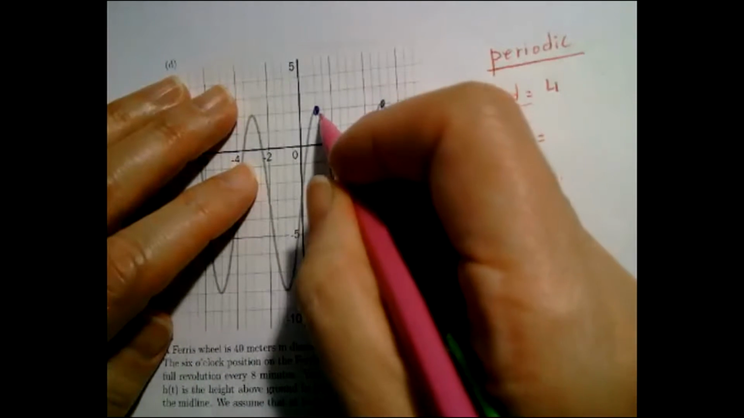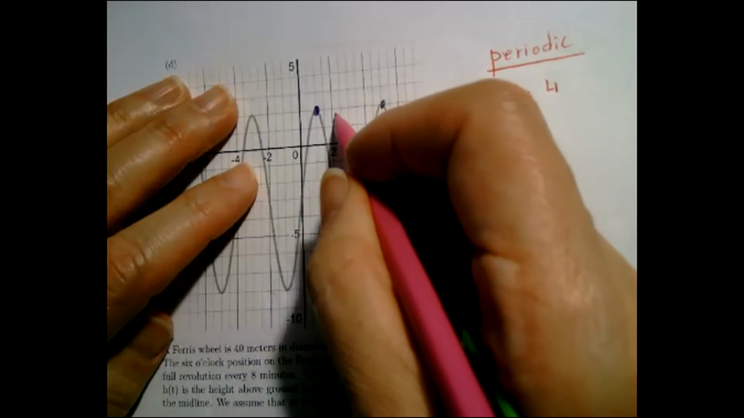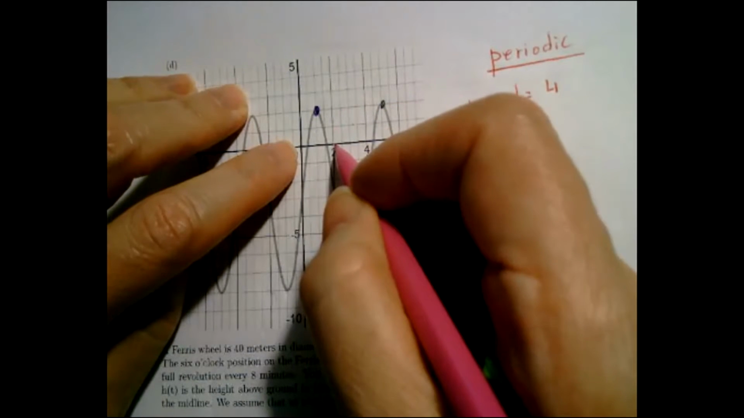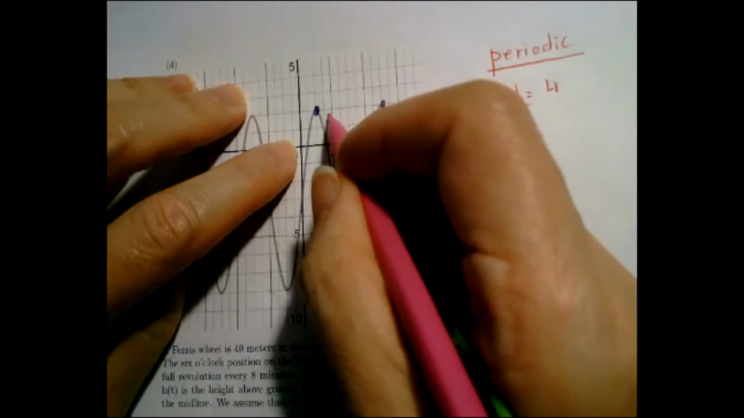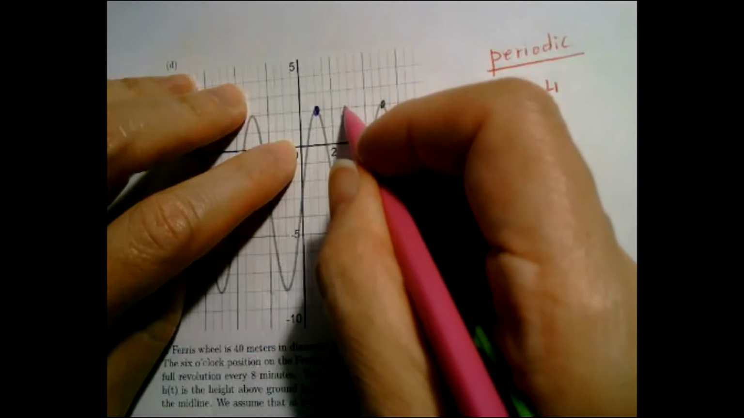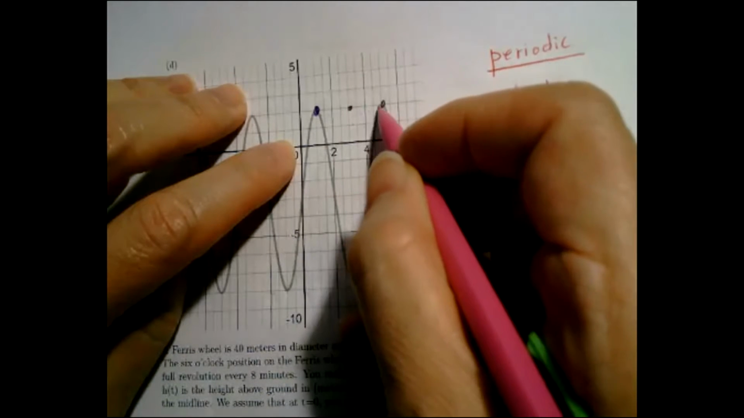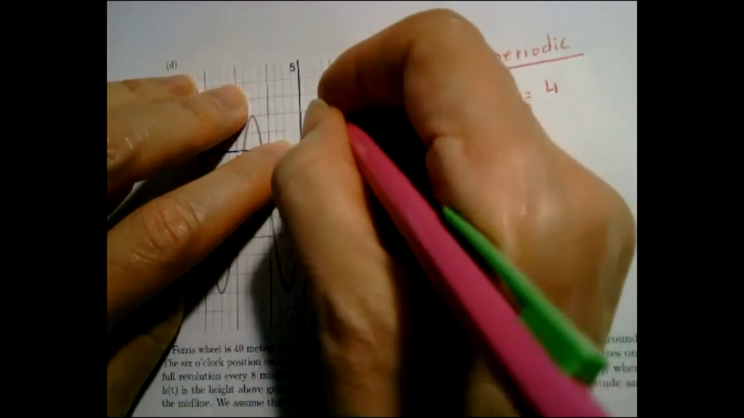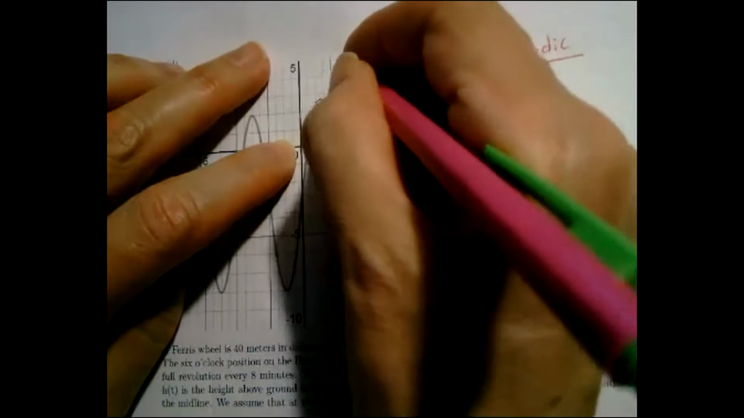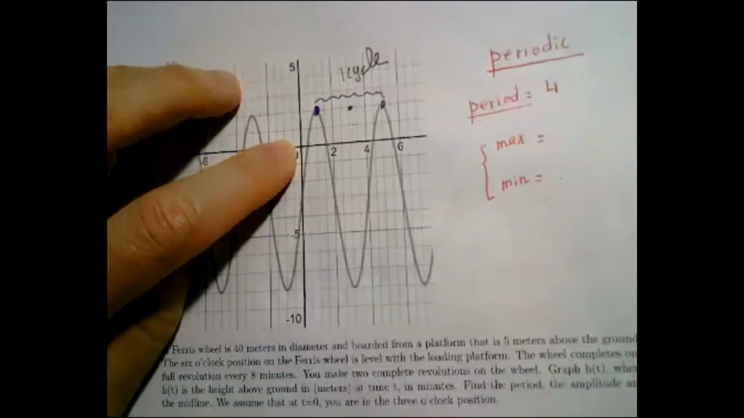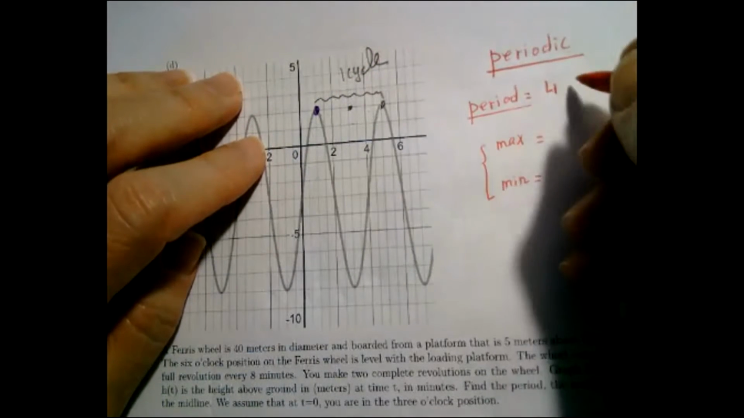And how many units do I have from here? 1, 2, 3, oh no, every 2, that's 2 units. So that's 1, 2, 3, 4, that's 2 units. 1, 2, 3, 4, that's another 2 units. So from here to here, that's a cycle. And this is equal to 4.